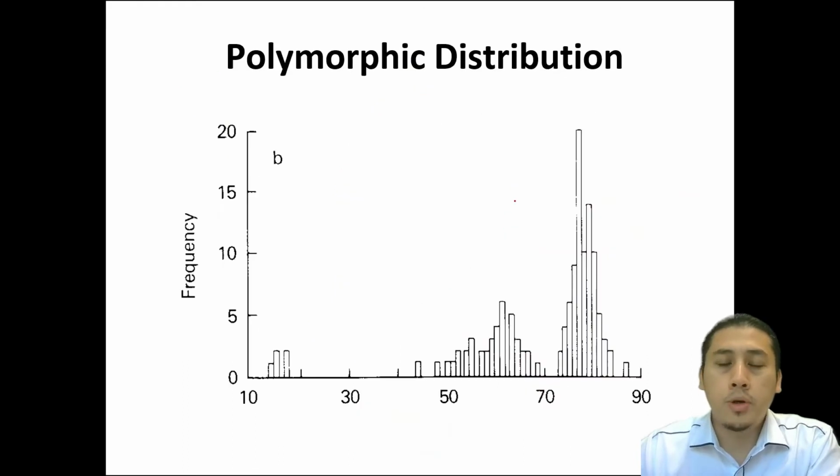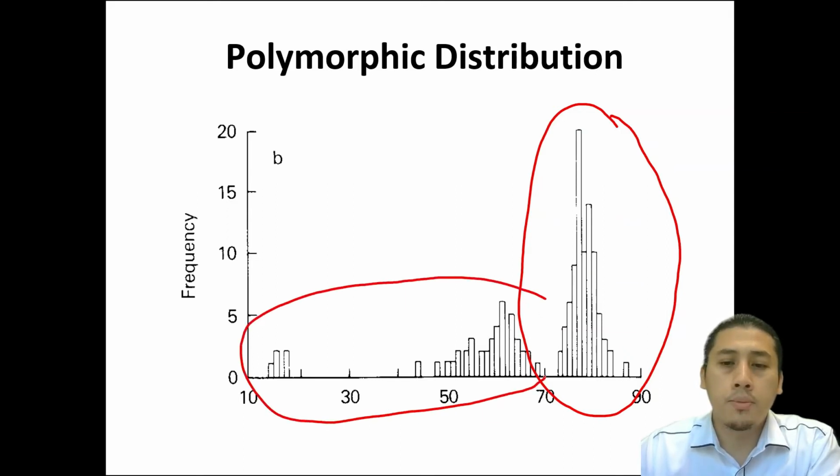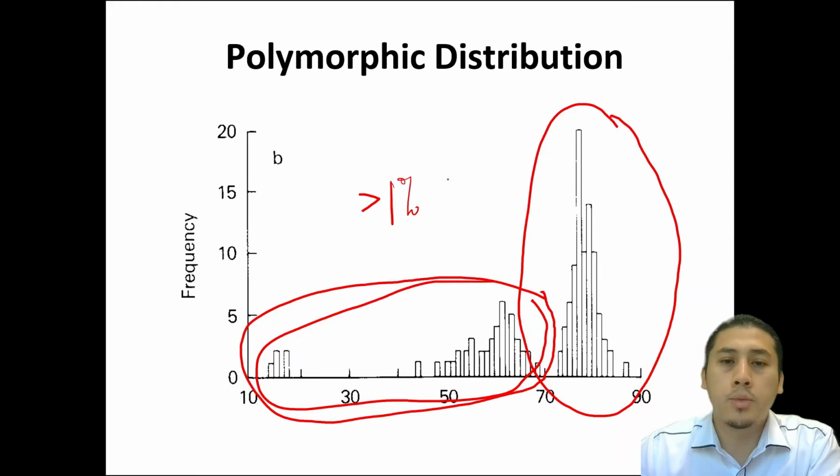But in a polymorphic distribution, you can see that the majority of the population have this amount of activity, but there are also quite many samples that have this lower activity. Because this amount represents more than 1% of the population, that's why it's known as a polymorphic distribution. All right.